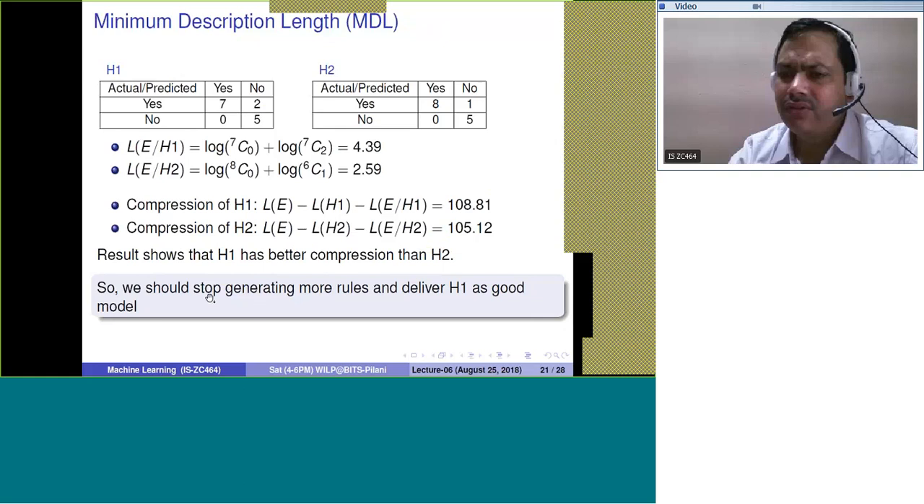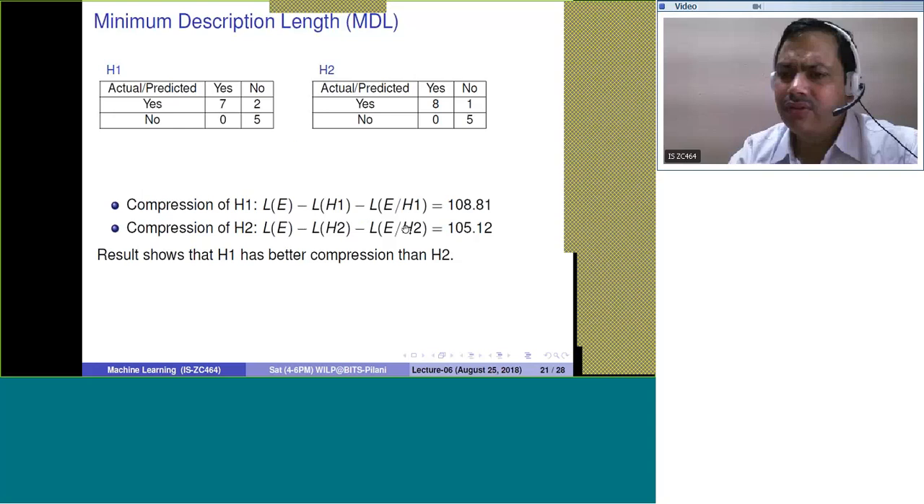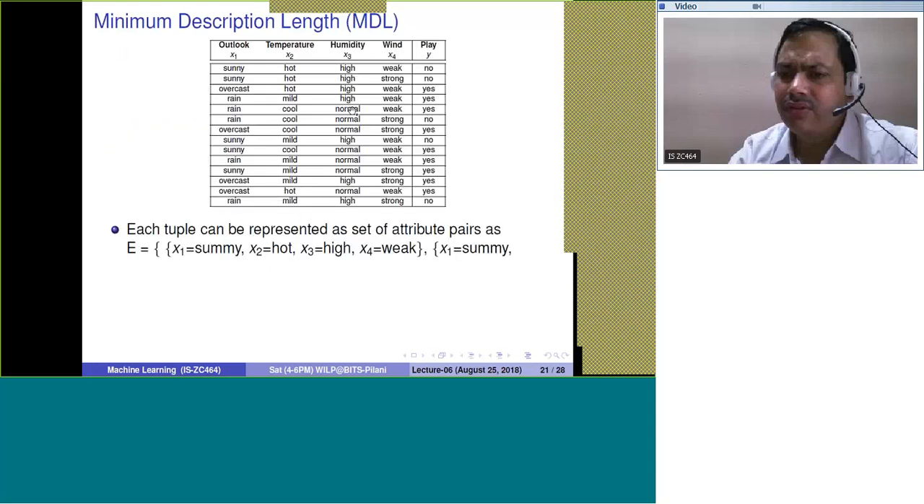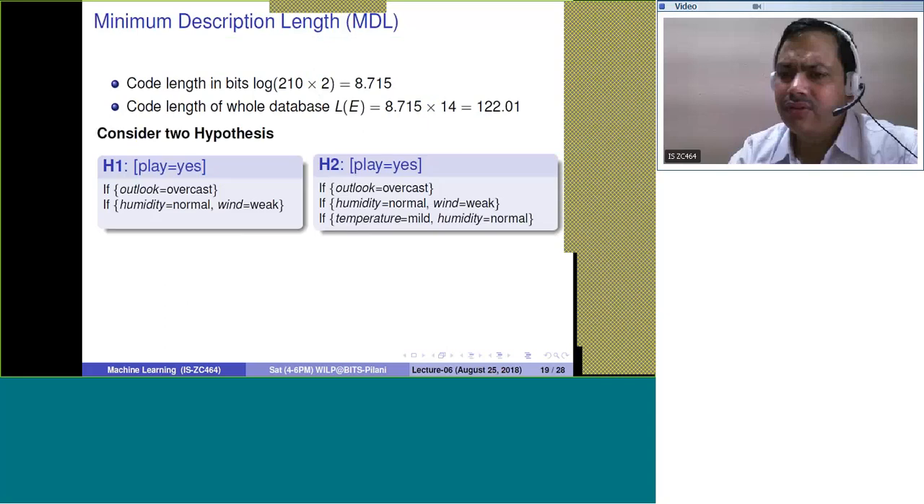So we should stop generating more rules, because more rules were generated with H1 to get H2. So we should stop generating more rules and deliver H1 as a good hypothesis model. That is a very important point. Ultimately, what we have seen here is that to represent this data, we can propose these two hypotheses.